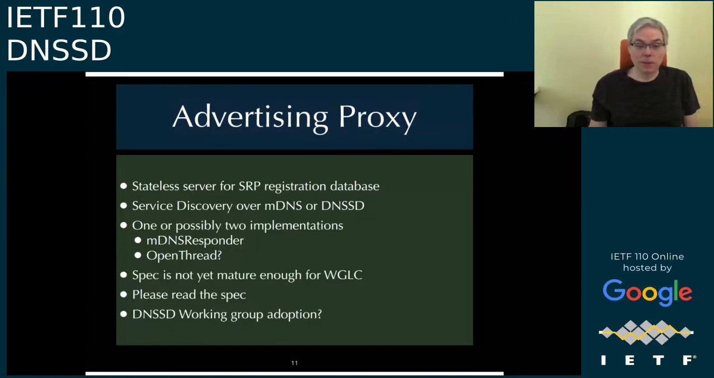So I mentioned the advertising proxy already. It's a stateless SRP registration database that advertises its contents over mDNS or DNSSD. We have an implementation in mDNSResponder. I think the OpenThread guys did one too, but I'm not sure where that is in terms of maturity. The advertising proxy spec needs a bunch of work. I'd definitely appreciate people reading it, and I'd also like to ask the working group to consider adopting it. Next slide.